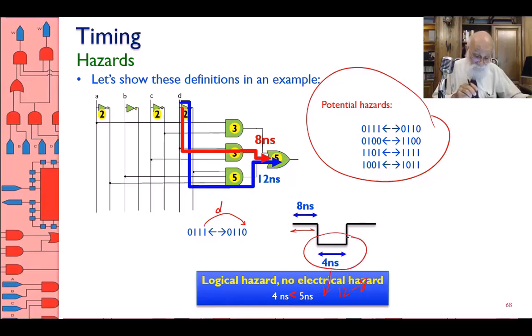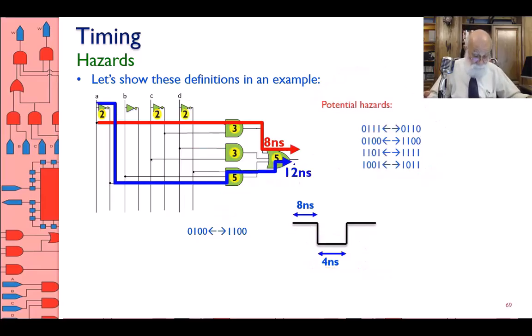It turns out that this duration is less than the output gate's delay, and therefore this duration doesn't happen. It is a logical hazard, but it's not an electrical hazard because the little 4 nanosecond delay gets absorbed in the 5 nanosecond delay at the gate output. So it is not an electrical hazard.